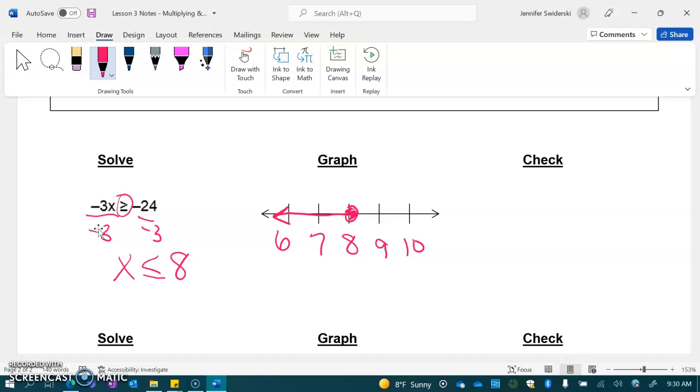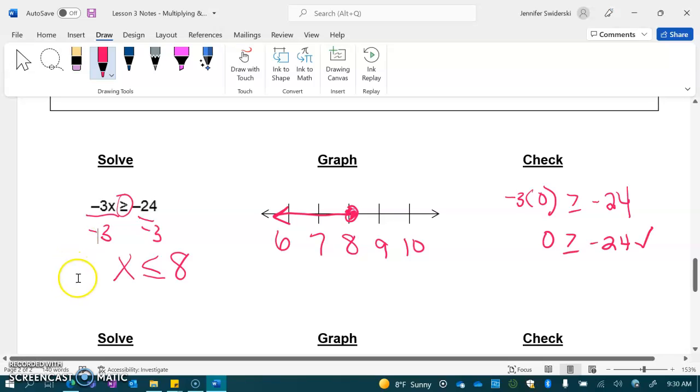Pick a number less than 8. I'm going to do 0 to check it. Is -3 times 0 greater than or equal to -24? Well, is 0 greater than or equal to -24? Yes, so I know my solution is correct.